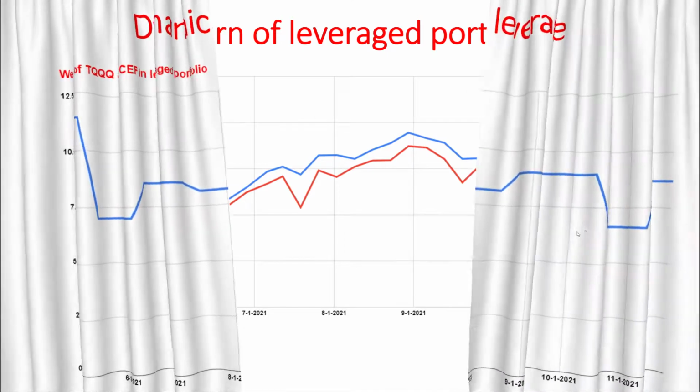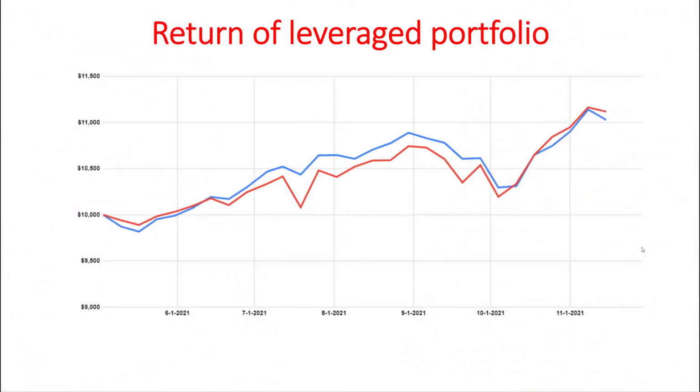This chart shows the performance of our leveraged portfolio on a weekly basis since May 2021. The leveraged model portfolio is shown by the blue line. The leveraged portfolio performance is benchmarked against the Vanguard Total Stock Market ETF, VTI. It is shown by the red line. The VTI fund is used to represent the overall market.